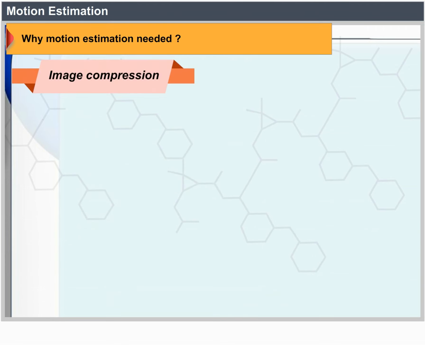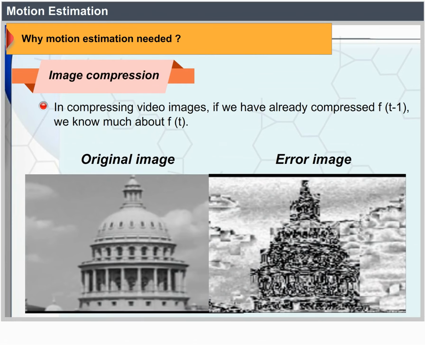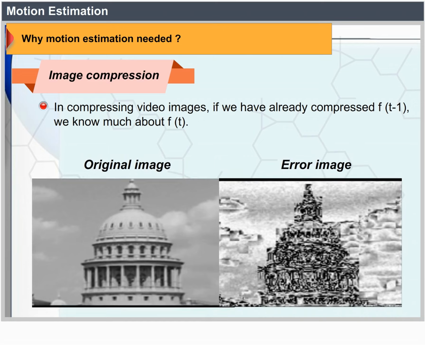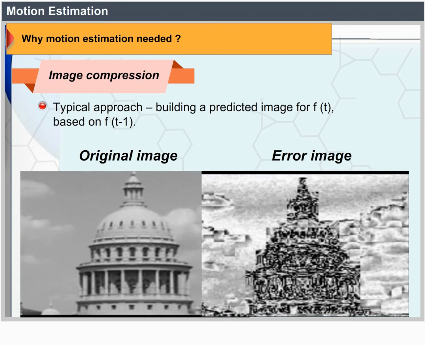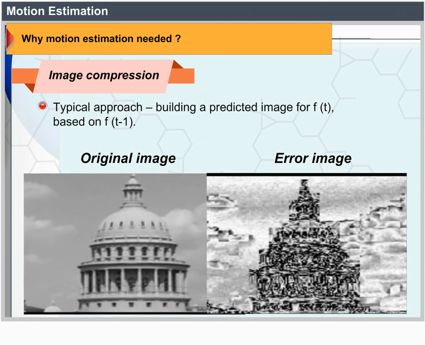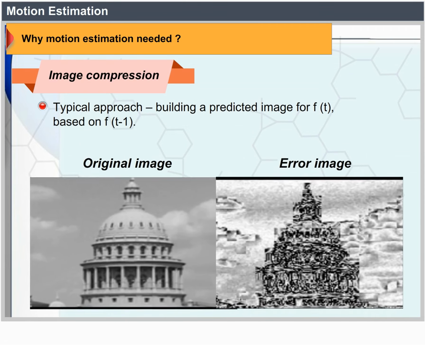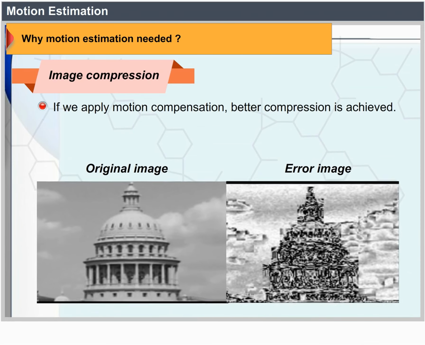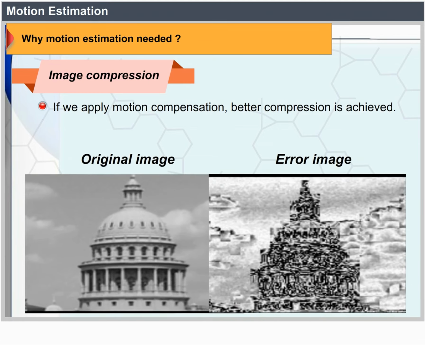Image compression. In compressing video images, if we have already compressed function f of t minus 1, we know much about f of t. Typical approach, building a predicted image for f of t based on f of t minus 1. Much better compression is achieved if we apply motion compensation. The screen shows examples of image compression.